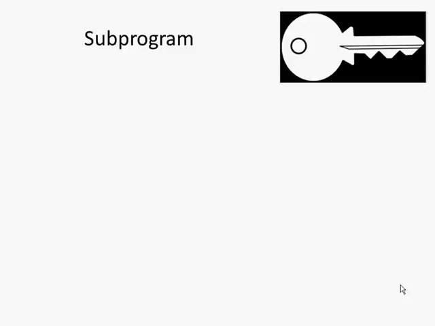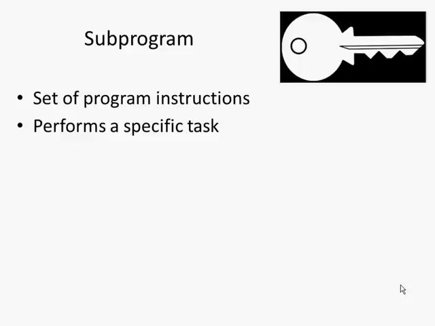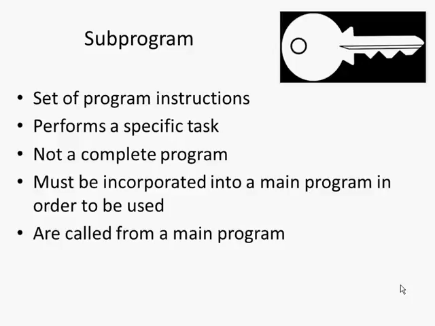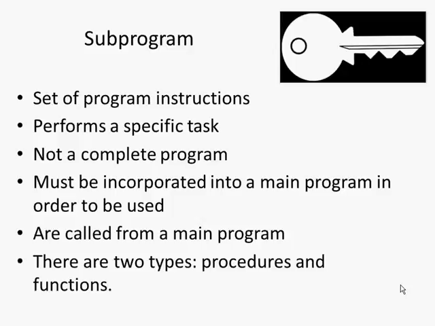Key things to think about with regards to subprograms, so the things you're going to need to know for an exam. A subprogram is a set of program instructions which performs a specific task. It's not a complete program, but must be incorporated into a main program in order for it to be used. Subprograms are called from a main program, and there are two types, procedures and functions.